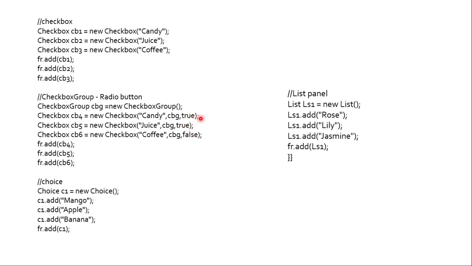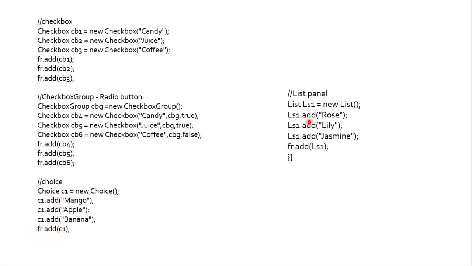true in the sense, it will by default check the box. I mean the box will be ticked, and false in the sense it is not going to be selected. And we need to add all these checkboxes into the frame again. And there is a component called a choice, and I'm going to create an object for that, using Choice. And I have given three choices, and I have added everything into this choice reference. And finally you need to add this C1 into the frame.